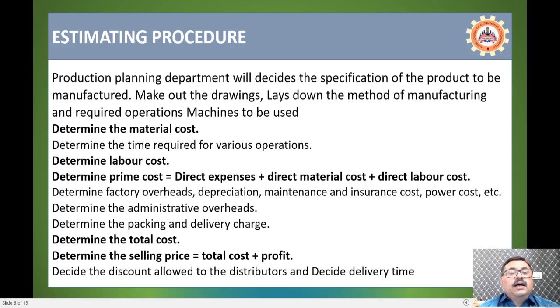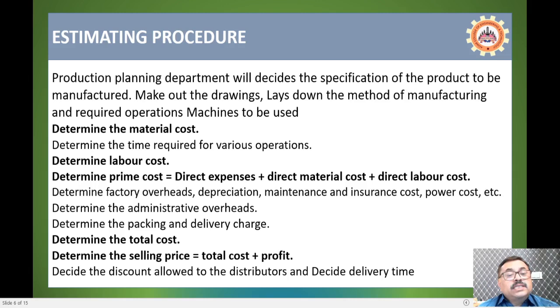That is a very important cost that has to be considered in doing the estimation. After that, we will determine the factory overheads, depreciation, maintenance and insurance cost, the power cost, etc. and also the administrative overheads, and determine the packaging and delivery cost to find the total cost of the product.